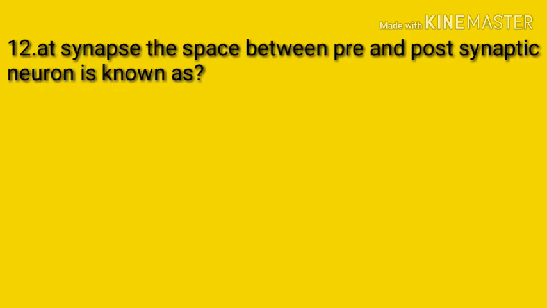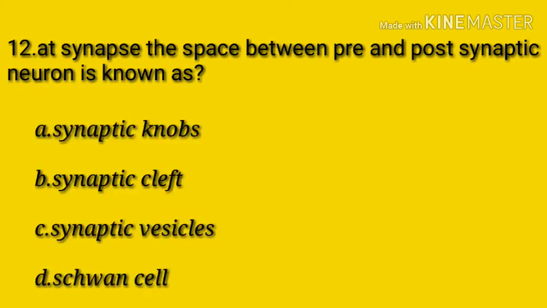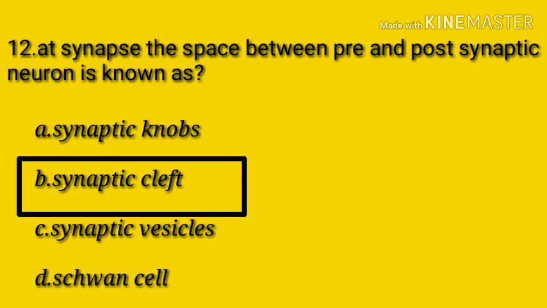Question number 12. At synapse, the space between pre and postsynaptic neuron is known as option A, synaptic knob; option B, synaptic cleft; option C, synaptic vesicles; option D, Schwann cells. The answer is option B, synaptic cleft. It is a small gap between the axon terminal of the presynaptic neuron and the membrane of the postsynaptic cell, and this gap is called the synaptic cleft.